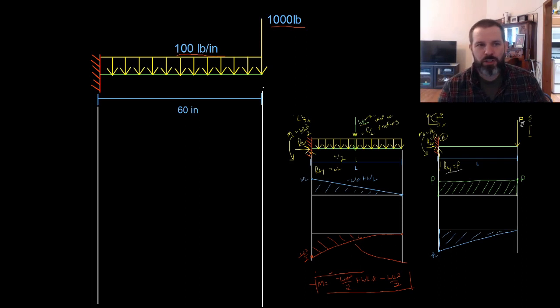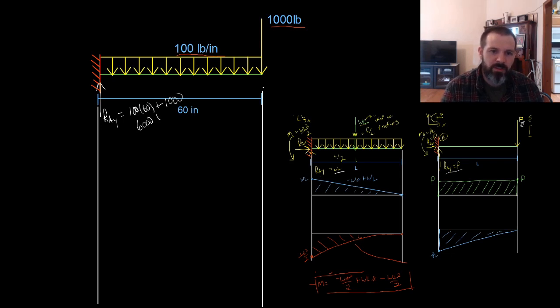So first off, superposition works for our reaction forces. So for the uniform load, our RAY is WL, and for our point load, it's P. So in this case, RAY will equal 100 times the length of 60, so 6,000, plus our point load of P of 1,000. Our RAY will equal 7,000 pounds. RAX is 0.